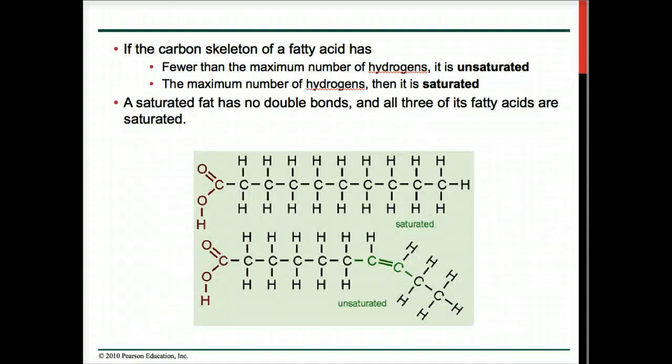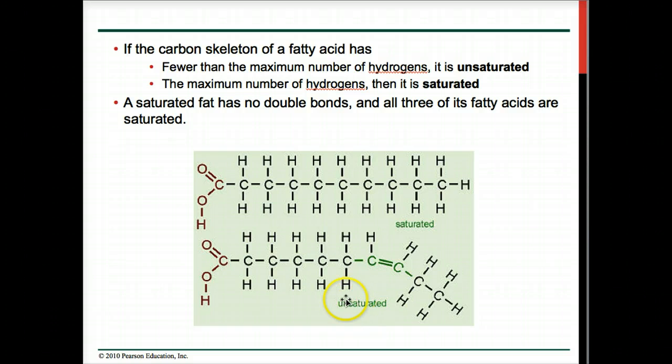If the carbon skeleton of the fatty acid has fewer than the maximum number of hydrogens, it is unsaturated. If it has the maximum number of hydrogens, it is saturated. So look down here, guys. If something is saturated, analogous would be like if you took a sponge and you put it into a bucket of water and picked it up and it was holding as much water as it could possibly hold, that is a saturated sponge. So a saturated fatty acid chain means that it's holding as many hydrogens as it can possibly hold, right? So there's no more room anywhere.